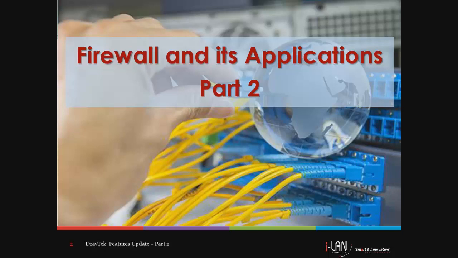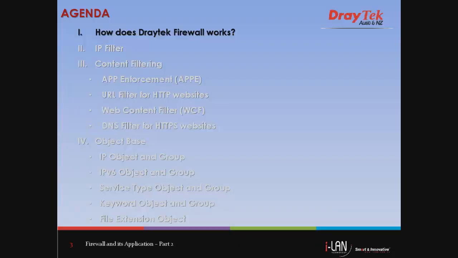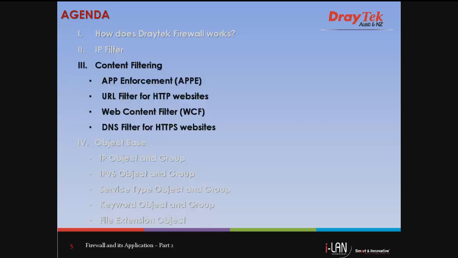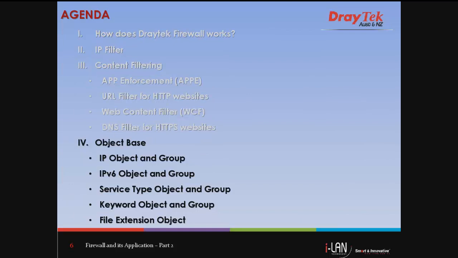In today's agenda, the topics that we are going to look at are how does Draytek Firewall work, IP filter, content filtering. Under this category are app enforcement, URL filter for HTTP websites, web content filter, DNS filter for HTTPS websites, object base. Under this category are IP object and group, IPv6 object and group, service type object and group, keyword object and group, file extension object.